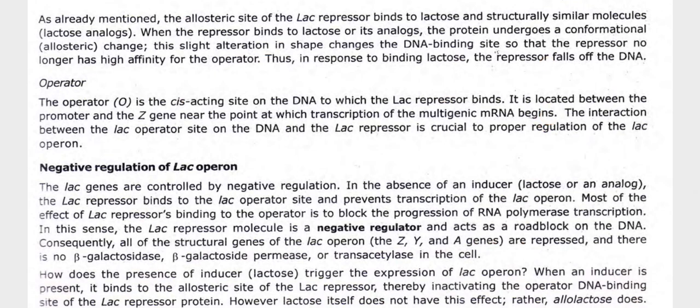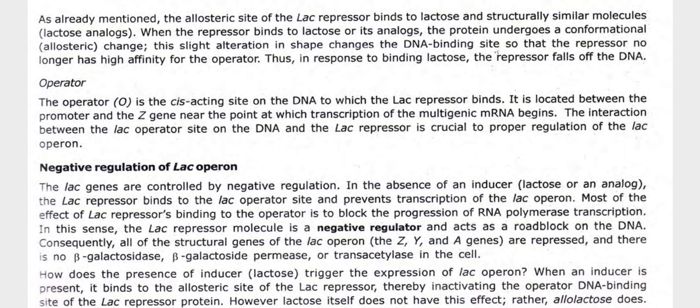As already mentioned, the allosteric site of the lac repressor binds to lactose and structurally similar molecules, lactose analogues. When the repressor binds to lactose or its analogues, the protein undergoes a conformational allosteric change. The alteration in shape changes the DNA binding site, so the repressor no longer has high affinity for the operator. Thus, in response to binding lactose, the repressor falls off the DNA.